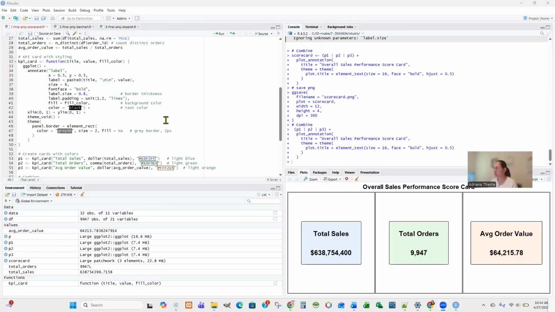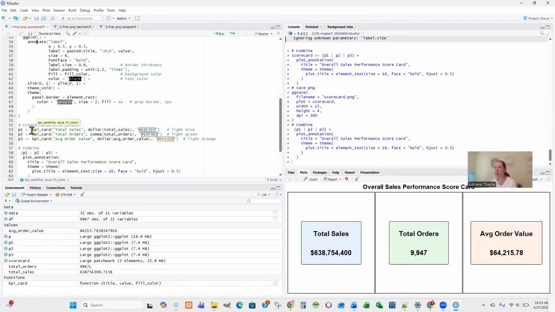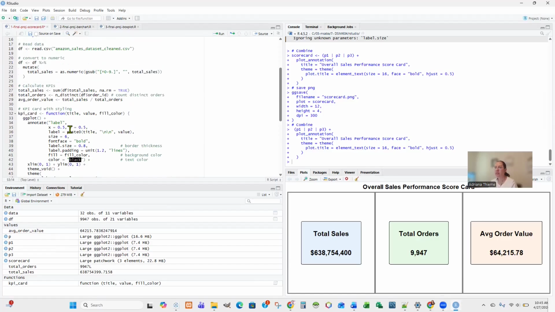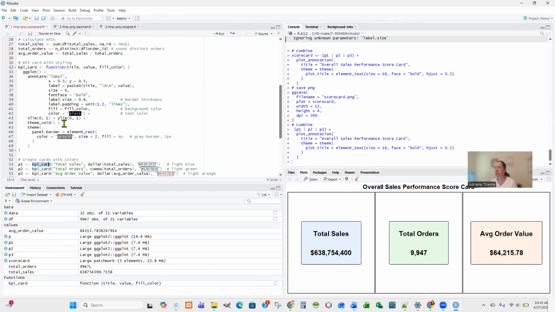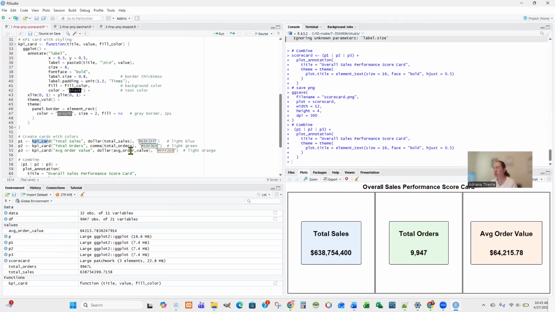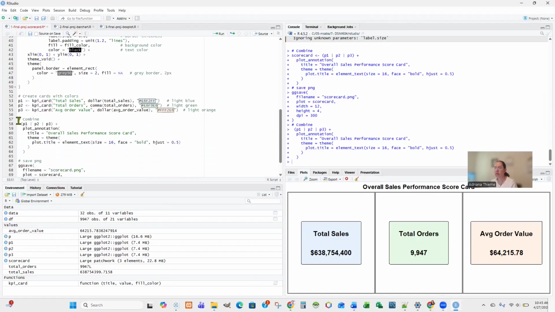So the first one I created was the simple scorecard for the overall sales performance using R. In this case, I'm using the annotate function to place the labels, the text, directly on the blank ggplot canvas, which will show each KPI as its own card here. So I calculate the KPI card by creating a KPI card function that does the calculation necessary to calculate the total sales, total orders, and average order value. And then I finally combine the three of them and I annotate into the scorecard.